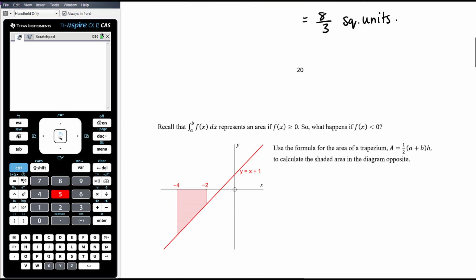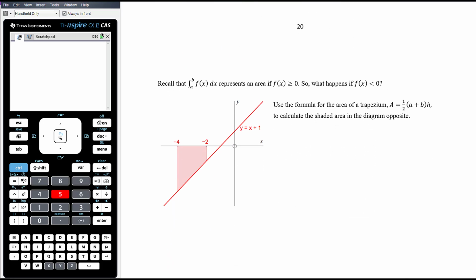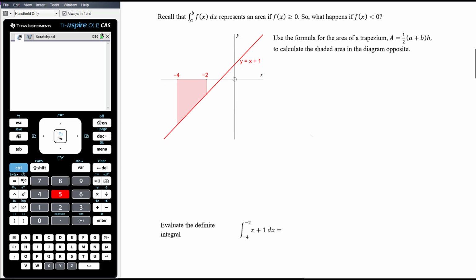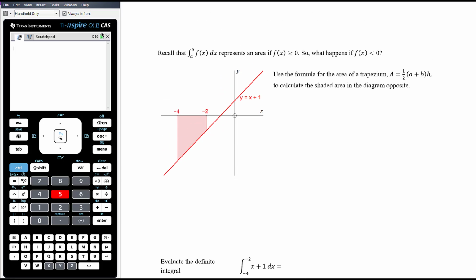Okay, so the integral from a to b of f of x represents an area if the function is on or above the x-axis. So what happens if the function goes below the x-axis? So let's have a look at this. Let's use area formulas to work out this area, and then let's see what happens when we calculate an integral.